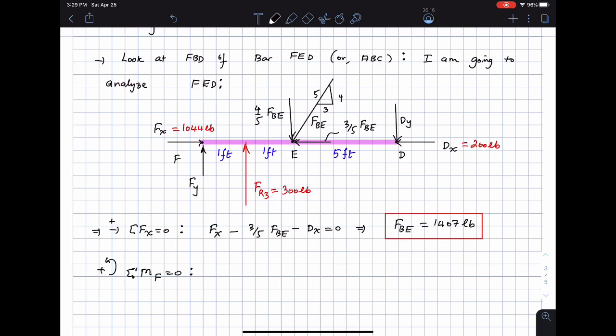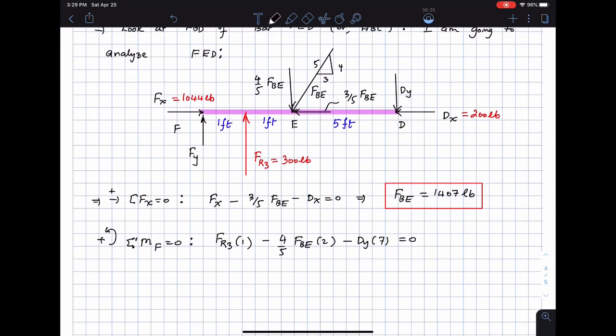So I have FR3 times 1, then I have negative 4/5 FBE times 2. Then I'm going to have dy times 5 plus 2, 7, so that's minus dy times 7. That's equal to 0. This is all I end up having, and I have to solve for dy. Dy is the unknown here.